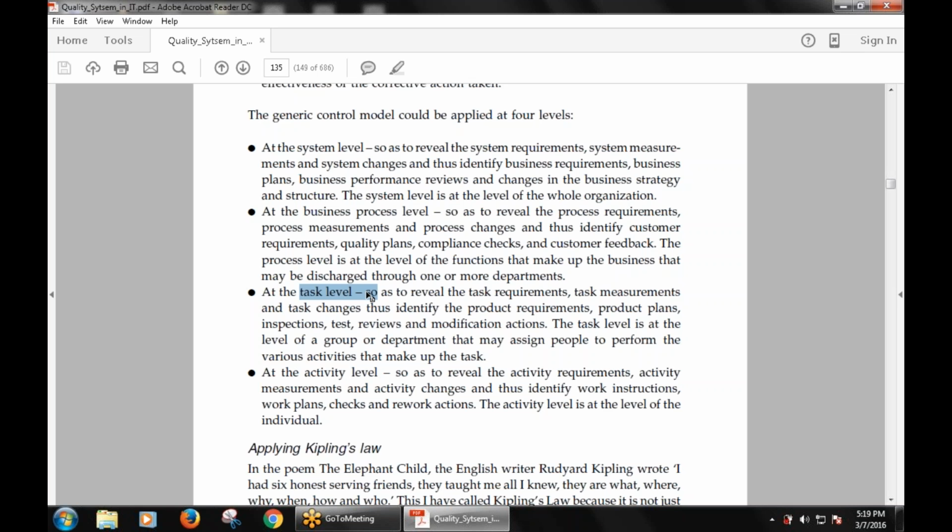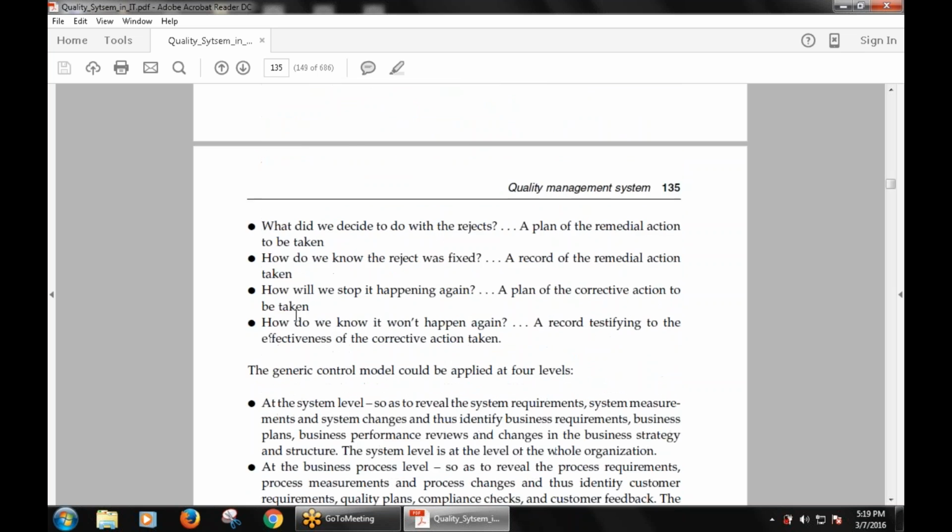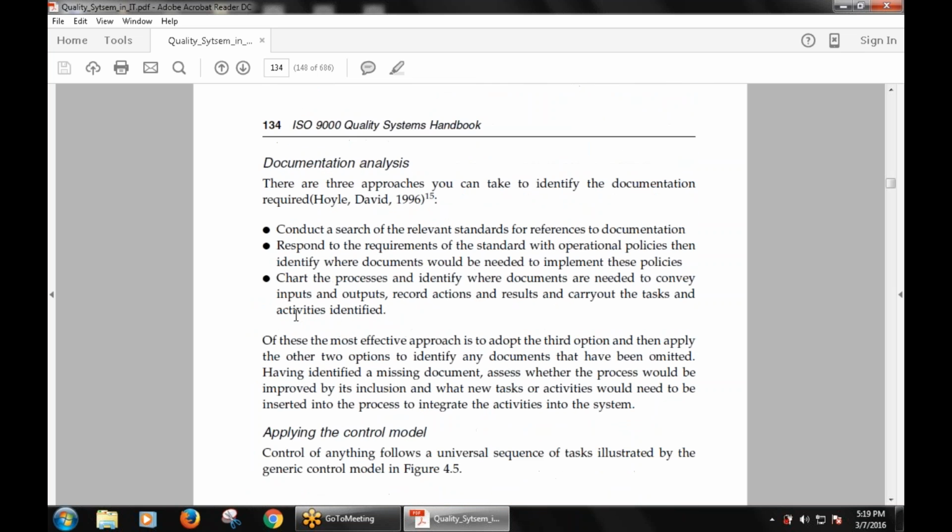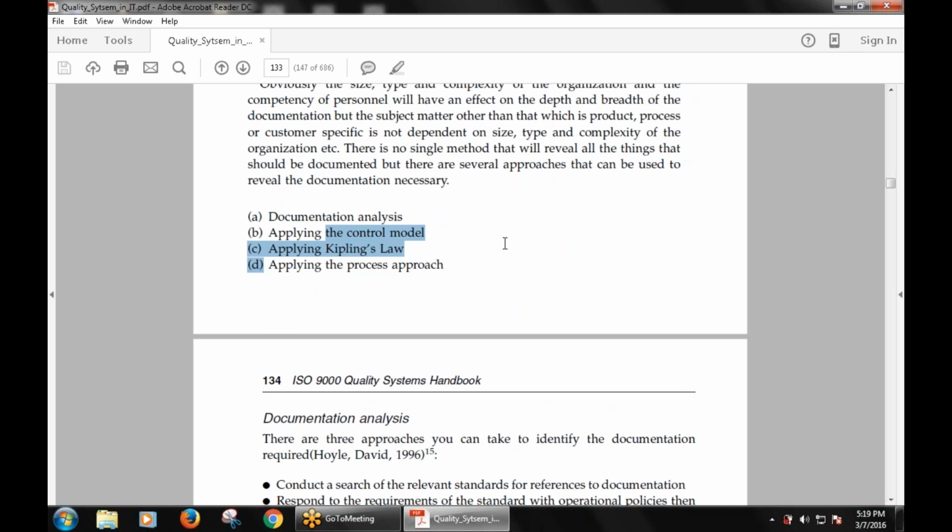That is the activity level. The generic control system can be applied at 4 levels. What are the 4 levels? That is the system level, then the process model or business process level, then the task level, then the activity level. These are the 4 levels at which we can apply the generic control model. This is done with document analysis, then applying the control model.